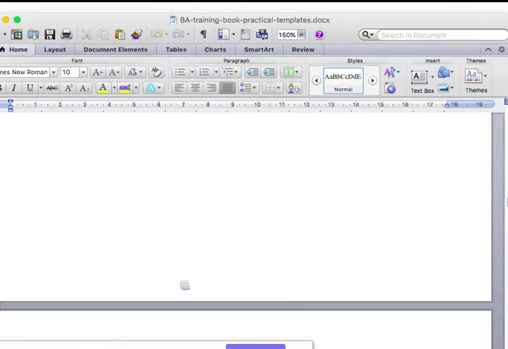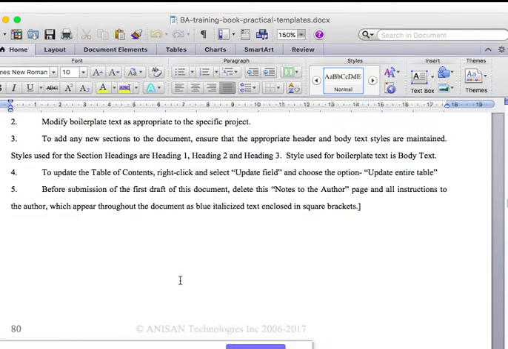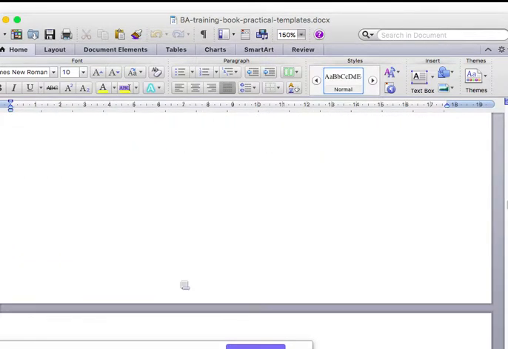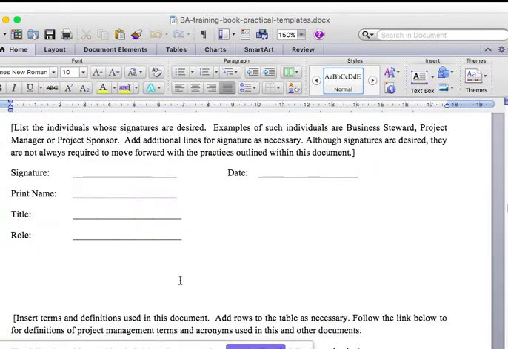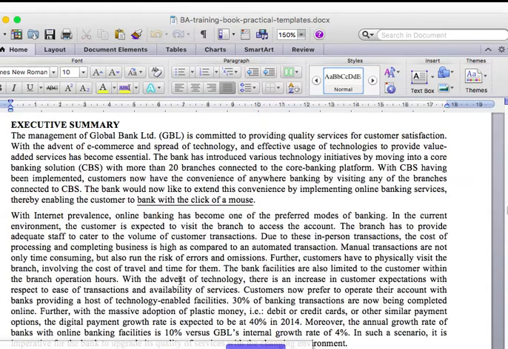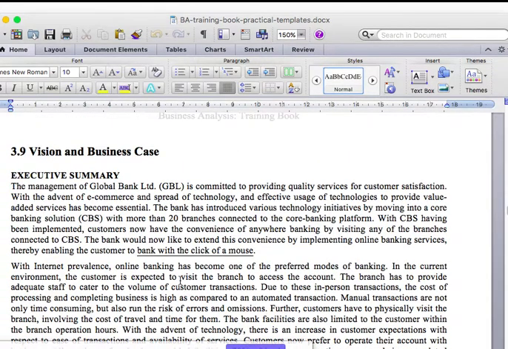There are many documents here which you can refer to, many templates. Okay, this is the document I would like to show you. This is a sample document where data is populated in this template. We call it a vision and business case. In this we have mentioned the executive summary.